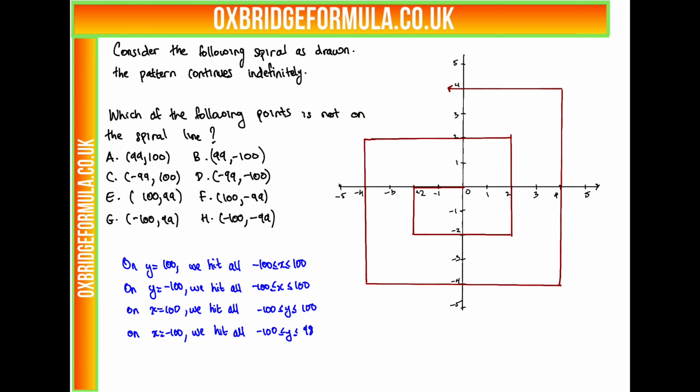So similarly, if we go up to 100, then we're going to be skipping essentially the point at 99. So we're only going to be able to take the values from minus 100 to 98. So that means we are skipping the point minus 100, 99. So that means our answer must be G.